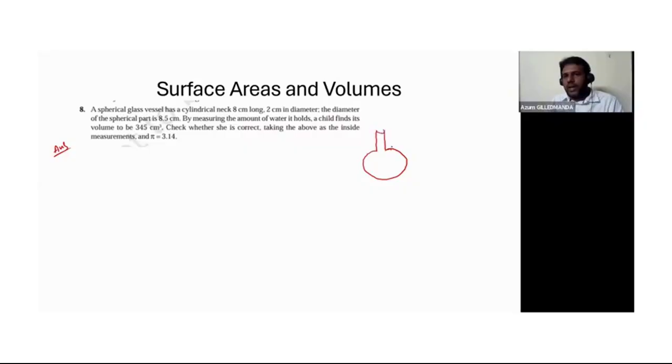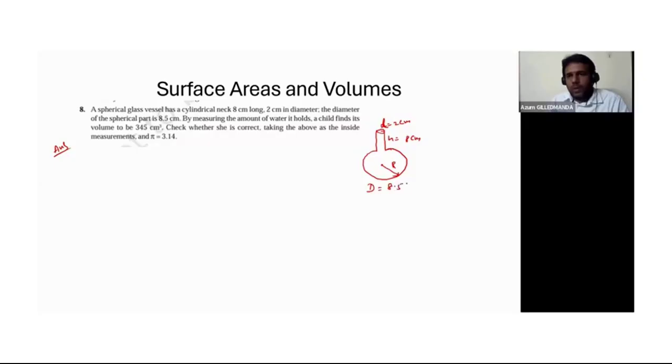So that means height is given. H of the cylinder is how much? 8 centimeter, and radius, let's say small r, is 2 centimeter. That is for the cylinder, this radius. Now this is the spherical part, right? This I'll assume capital R, that the bottom is spherical, so that is capital R. And 2 centimeter in diameter. So this is diameter, small d I would say. Diameter is 2 centimeter. Now the diameter of the spherical part, so capital D, is 8.5 centimeters.